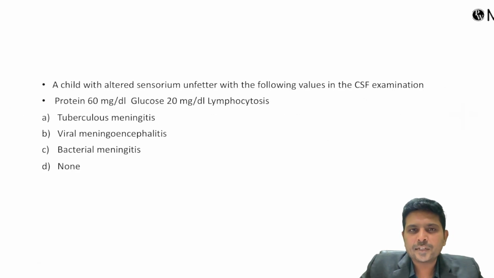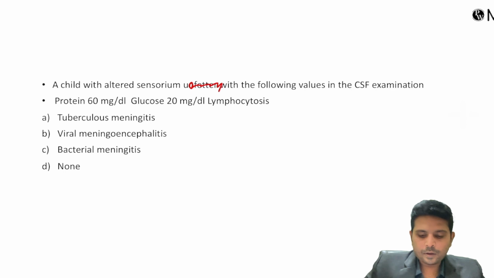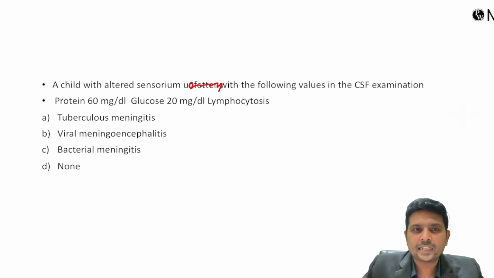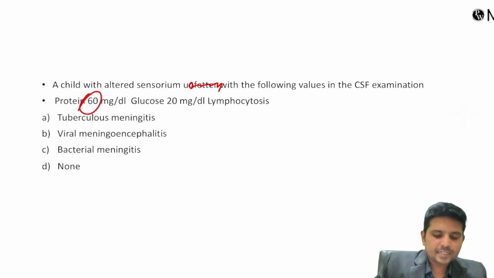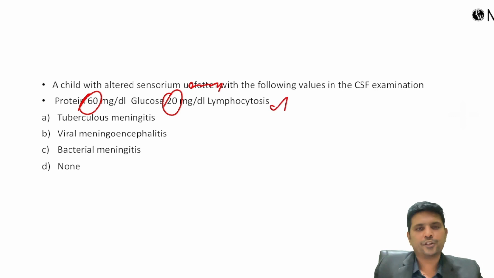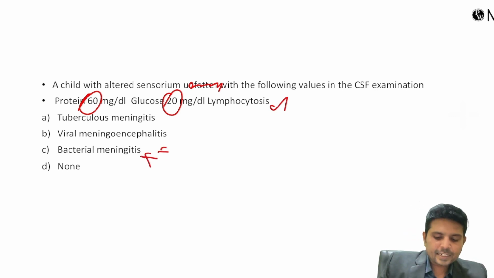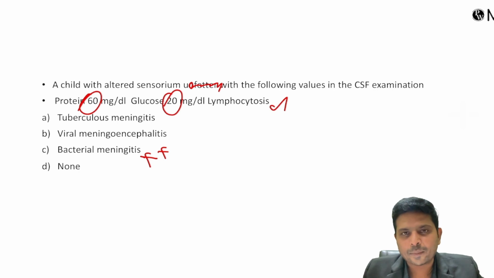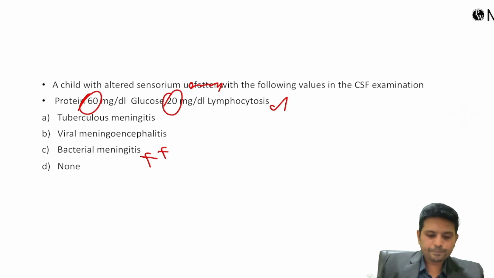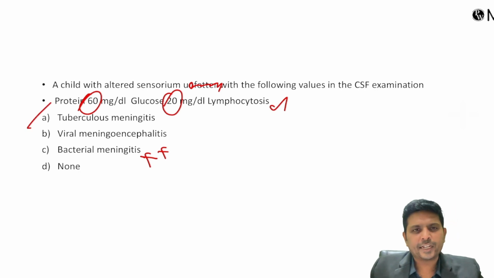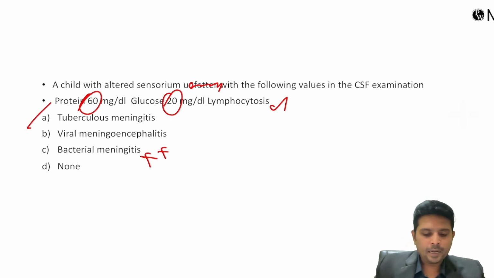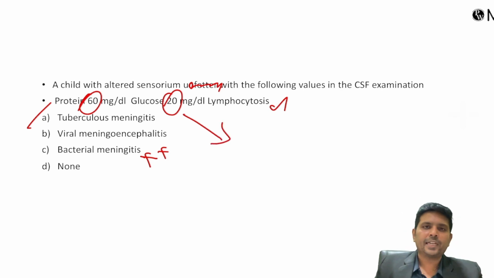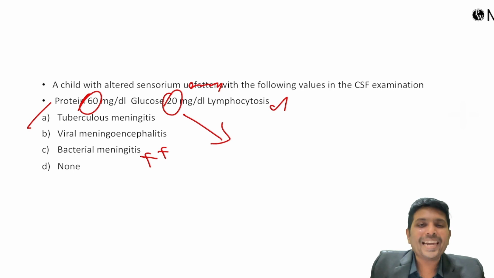A child with altered sensorium with the following values in the CSF examination. Protein is mildly elevated, glucose is a little bit decreased, and there is lymphocytosis. In bacterial meningitis, it is predominantly neutrophils, so it cannot be bacterial meningitis. In tuberculous meningitis, proteins will be very, very high, but here just increased. So it is probably a case of viral meningitis with lymphocytosis, mildly elevated protein, and glucose a little bit decreased.